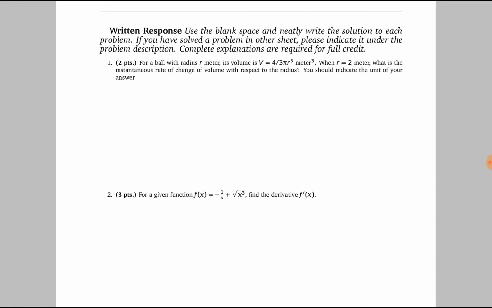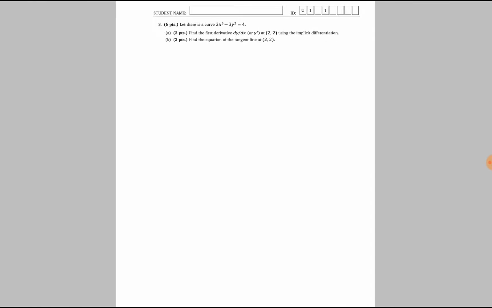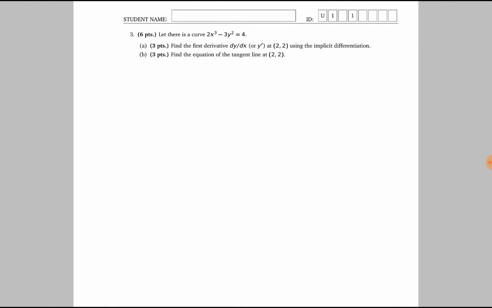In the second problem, we need to find out the derivative of the polynomial with the different powers. In the problem number 3, we're given a curve with implicit equation. We need to figure out the equation of the tangent line at some point, and in order to make the tangent line, we need to find the derivative of the y with respect to the x implicitly.